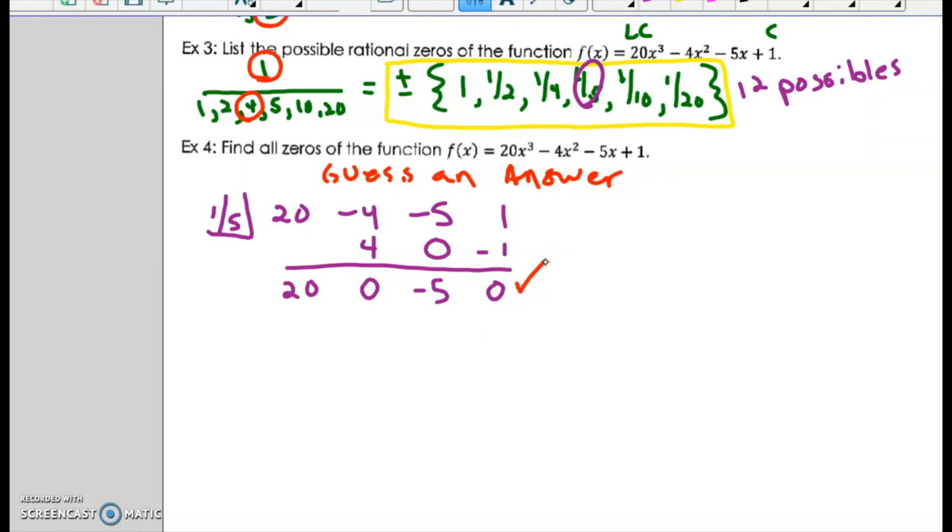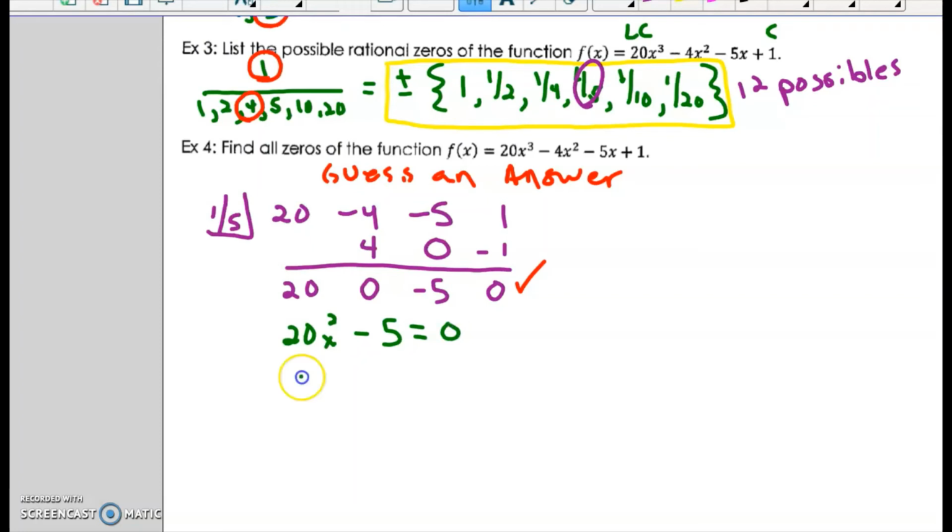So I took a guess. I knew a little bit more about this problem than you did. And I got lucky. We'll just call it I got lucky. So this turns out to be 20x squared minus 5 equals 0. And now we can continue to finish the problem.